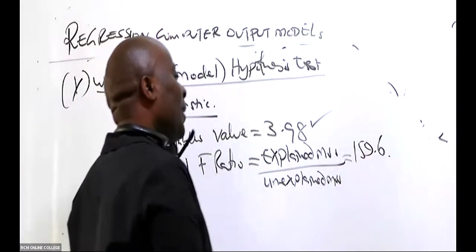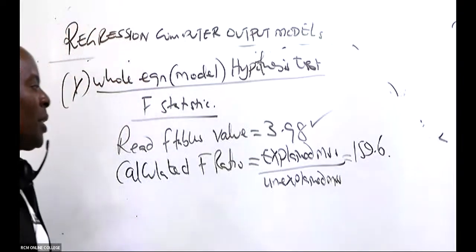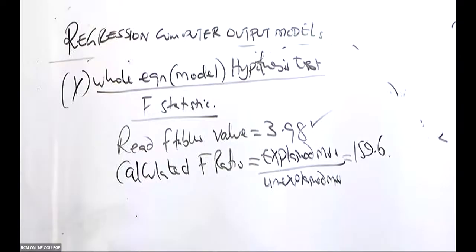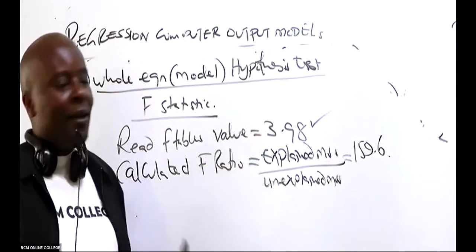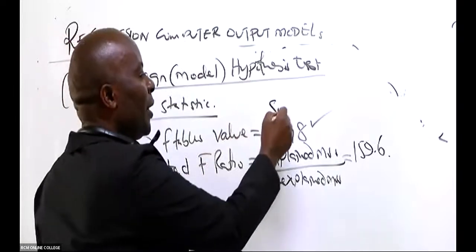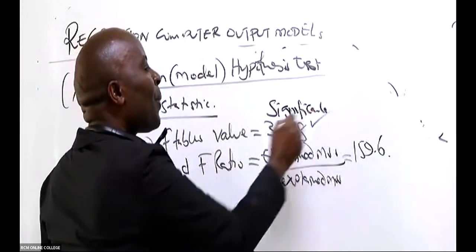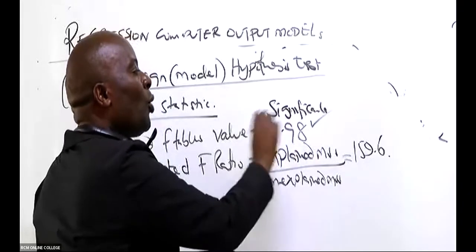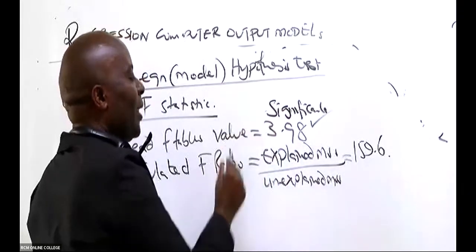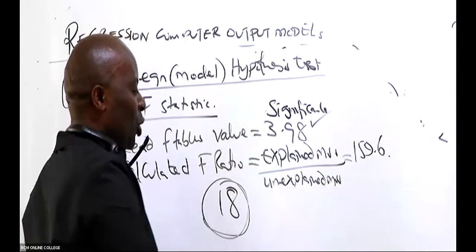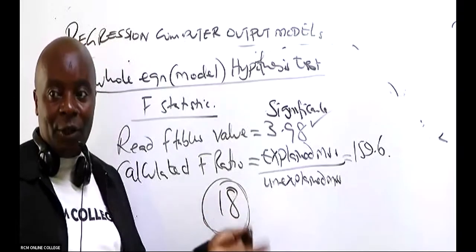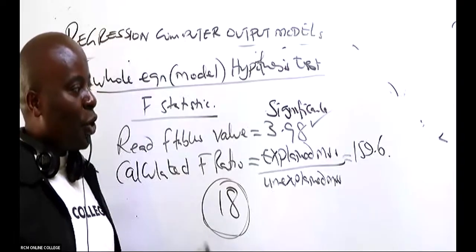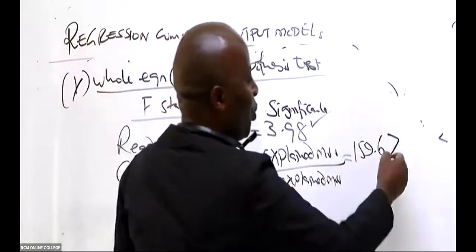So, ladies and gentlemen, please listen to me very well. The figure that we have here is much bigger than 3.98, because the one you read is the significance, telling us that any model whose F is bigger than this is significant. It's just like in Kenya here, we look at the age of adulthood to be 18. Anybody who has more than 18 years is an adult. So 159.6 is more than 3.98.